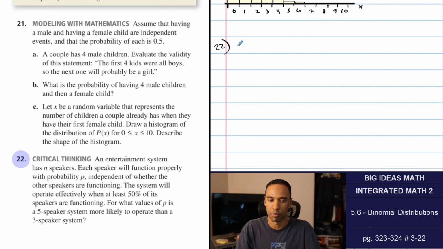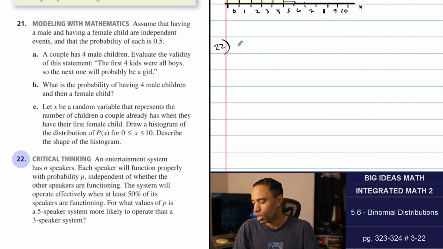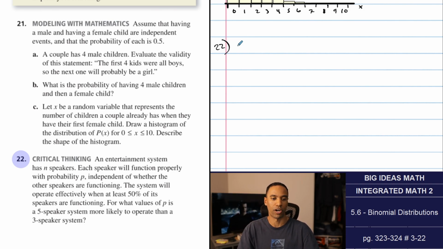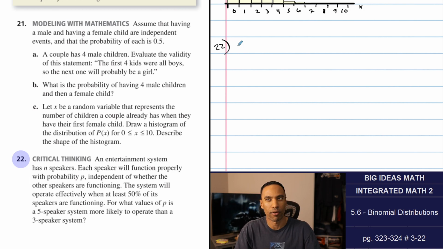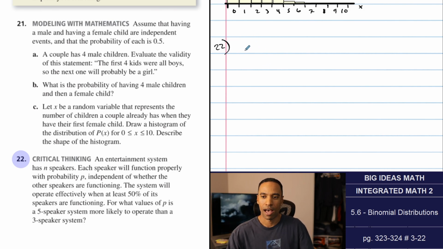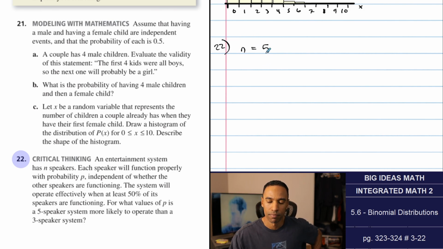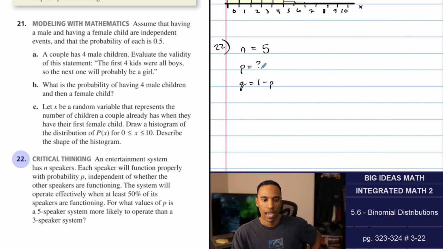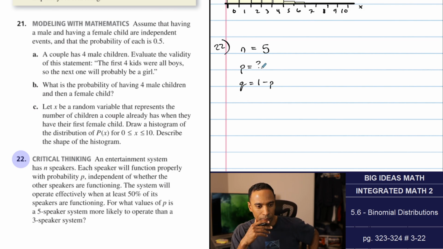It says at least 50% of its speakers are functioning. So I'm trying to decide how we want to say that as a whole. It's a binomial thing for sure. What I'm trying to think about is when they say the 50%, because that's not probability of success. So we have to find what values of P. So we have a 5-speaker system. We don't know probability of success, but we know Q is going to be 1 minus that P. And we're going to test some things with K.